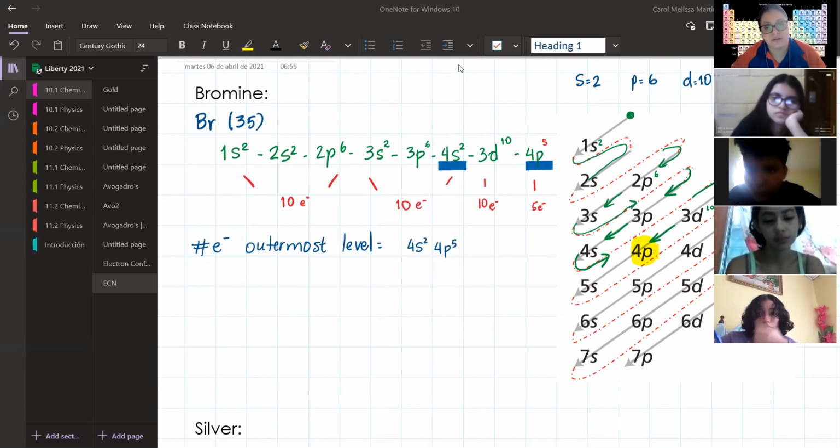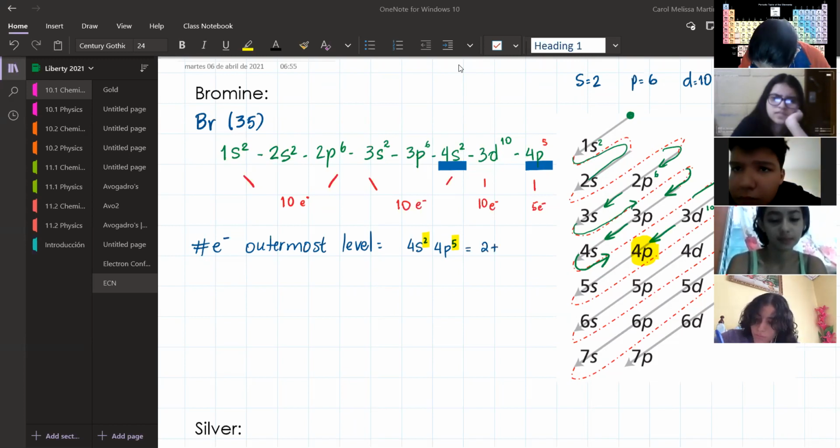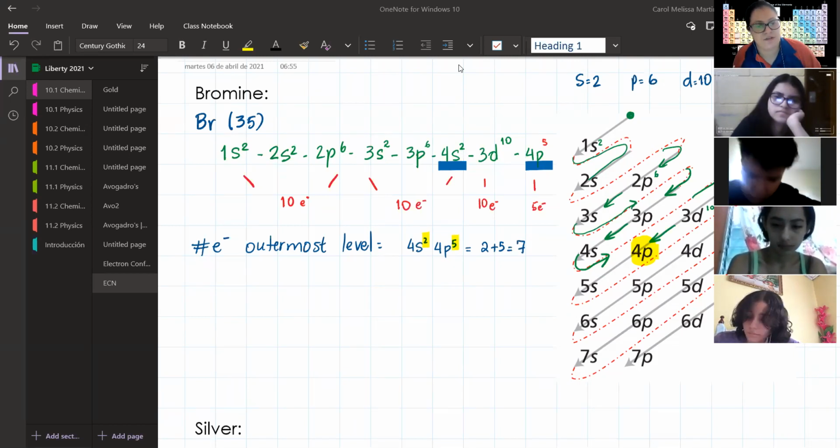Now I'm going to focus on adding all the electrons, only the electrons. The electrons are like the exponent. So how many electrons do I have in the outermost level? 2 plus 5, 7. Yes. So the number of electrons in the outermost level is going to be 7.